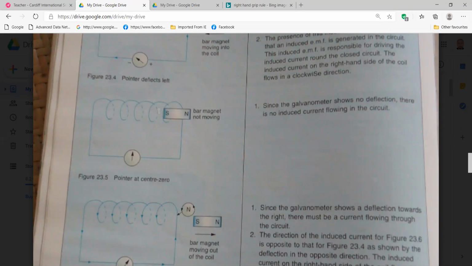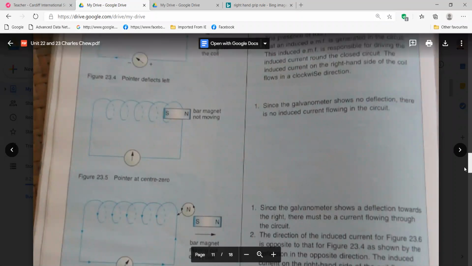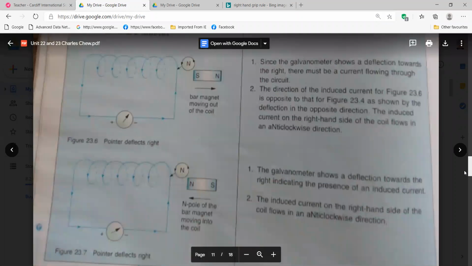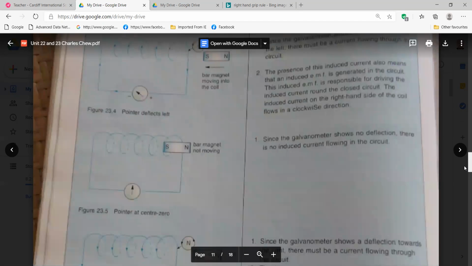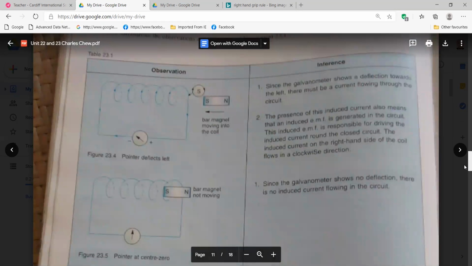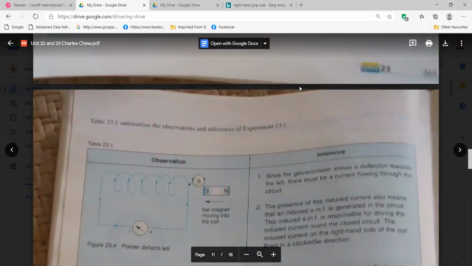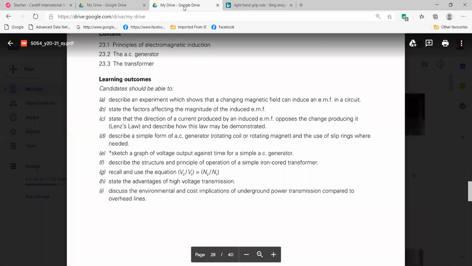Is it clear now, Yakin? Yes, sir. Okay, now whatever we discussed, we have all the points here. So I think you can write the Lenz's law now. You write the Lenz's law.